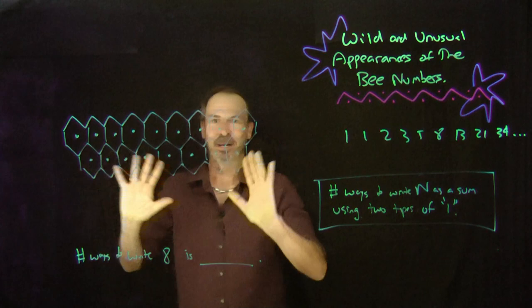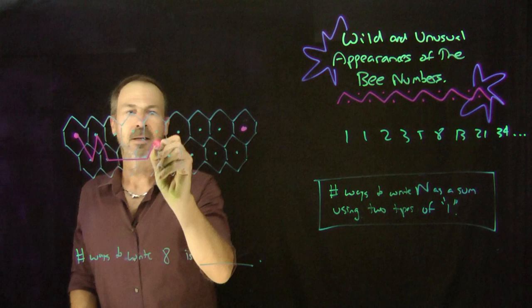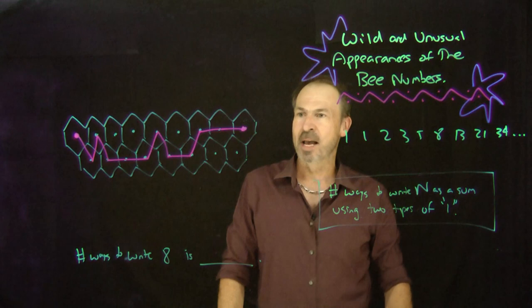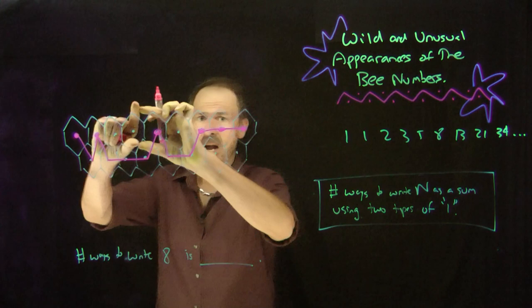And I claim, in fact, any path I draw from this top cell to that top cell gives me a decomposition of the number 8. For example, let me just draw something like this at random. There we go. That's good. So there's a path. I claim that corresponds to a way to write the number 8 in this funny way. The way I'm going to do that is look at all the top cells that were visited by this path. And between the dots that I've highlighted, what's the net count of spaces between them?